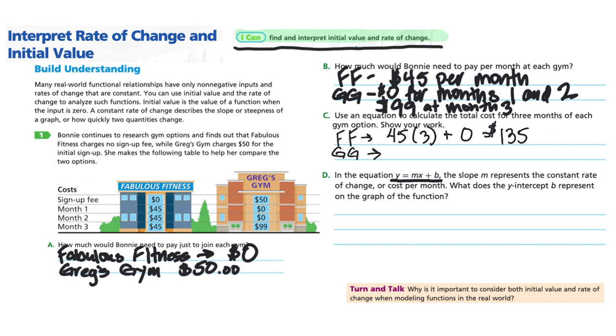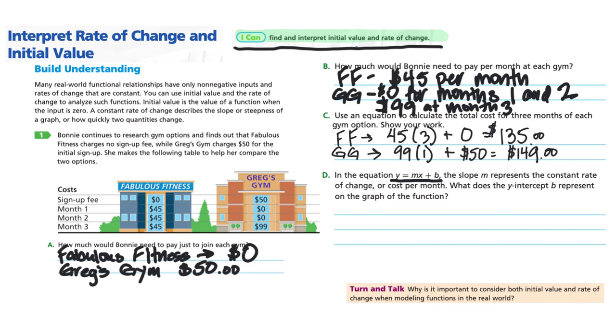Greg's Gym is 99 for the 3 months, but you only want to say times 1 because they only charge it that one time at month 3, plus the $50 fee. So that would be 99 times 1 is 99 plus 50 would be $149. So those are the equations you could use for those two gyms.